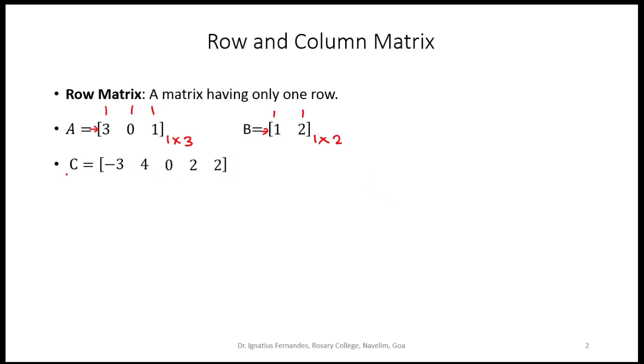The same way here, matrix C has one row and 1, 2, 3, 4, 5 columns, so it is 1 by 5. It has only one row, so it is called a row matrix.